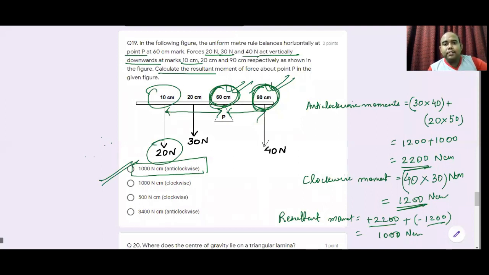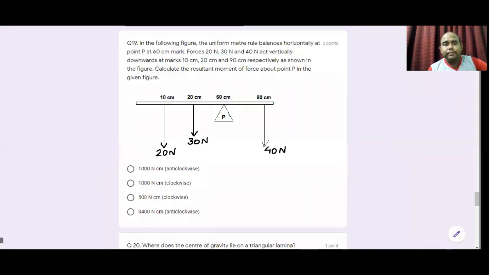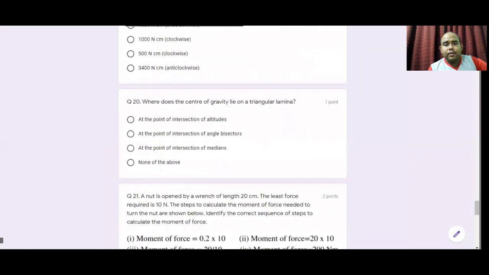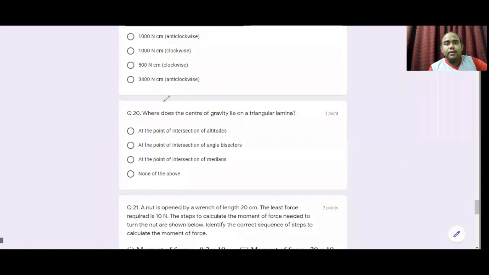Now we move to the next question. Where does the center of gravity lie on a triangular lamina? This is a direct question from the book. You have to memorize, you have to mug up the center of gravities for all the regular objects given in your book. So triangular lamina ka, we know that it is at the point of intersection of medians. ये तुम्हें याद रखना है, direct question.